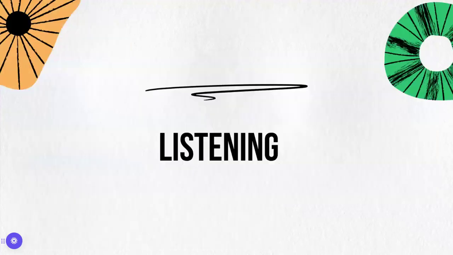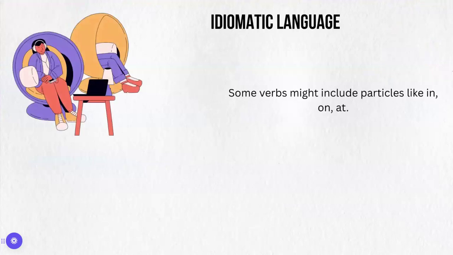Some examples of idiomatic language are verbs that include particles like in, on, or at. And when we listen, we must pay attention to these two or three word part verbs because when they combine, they have a different meaning than they do when they are on their own.